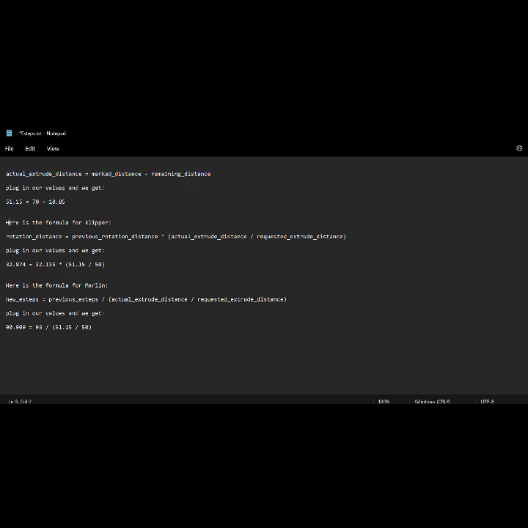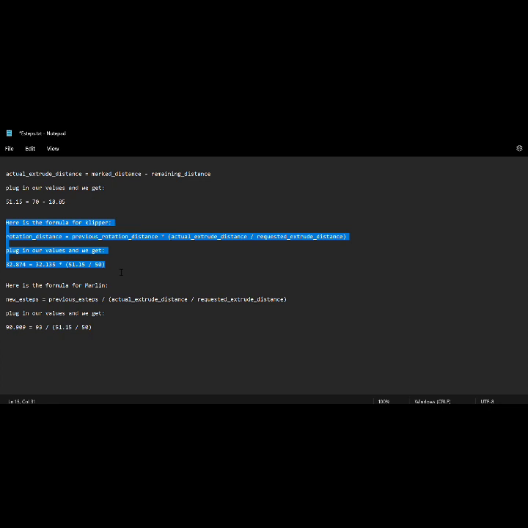Now for the math of it, this is the formula for Klipper, which is: rotational distance equals previous rotational distance times actual extrude distance divided by requested extrude distance. So we plug in those values. Again, for me, 32.135 times 51.15 divided by 50 equals 32.874. That's my new rotational distance. I would then go and put that into my printer config and then restart Klipper.